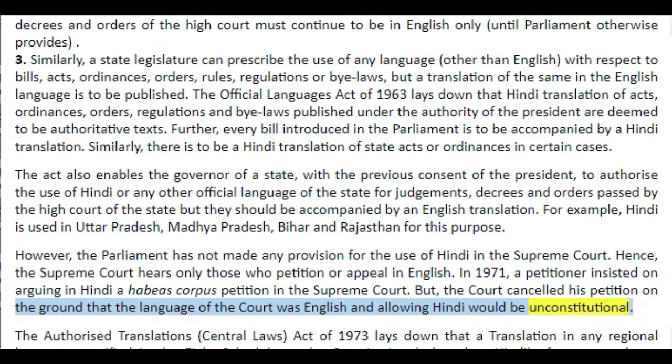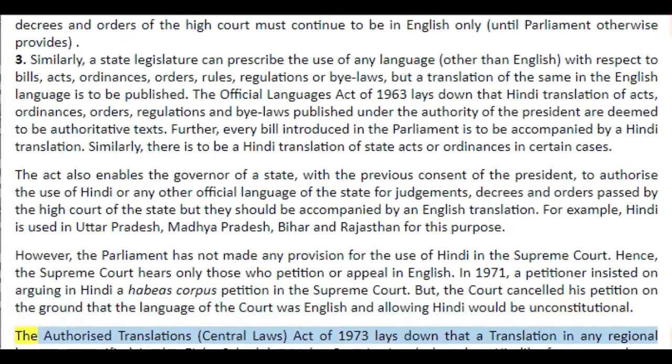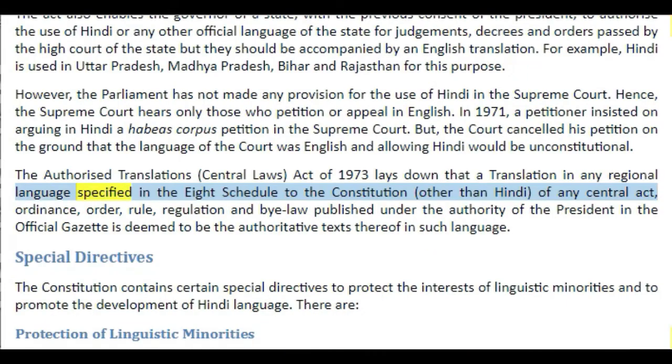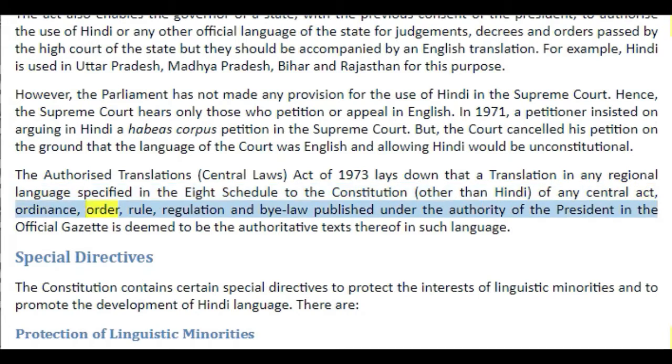would be unconstitutional. The Authorized Translations (Central Laws) Act of 1973 lays down that a translation in any regional language specified in the 8th Schedule to the Constitution, other than Hindi, of any central act, ordinance, order, rule, regulation and bylaw published under the authority of the President in the Official Gazette is deemed to be the authoritative text thereof in such language.